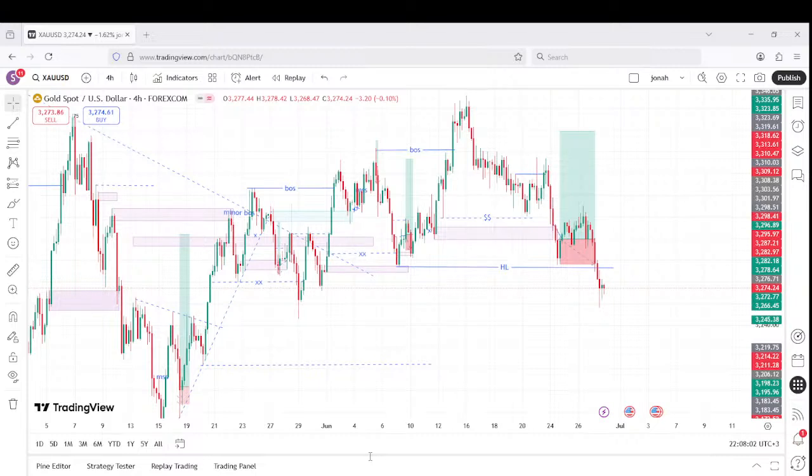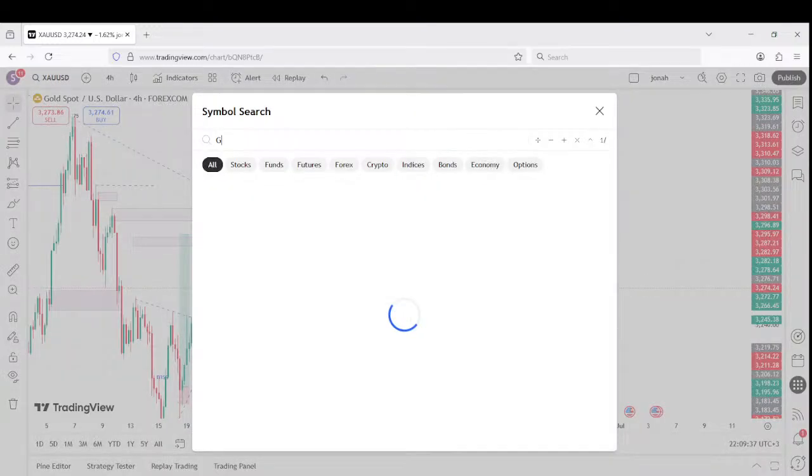Alright, so I'm going to be starting the live analysis session at this very moment. And yeah, I'm going to be starting with GBP JPY.